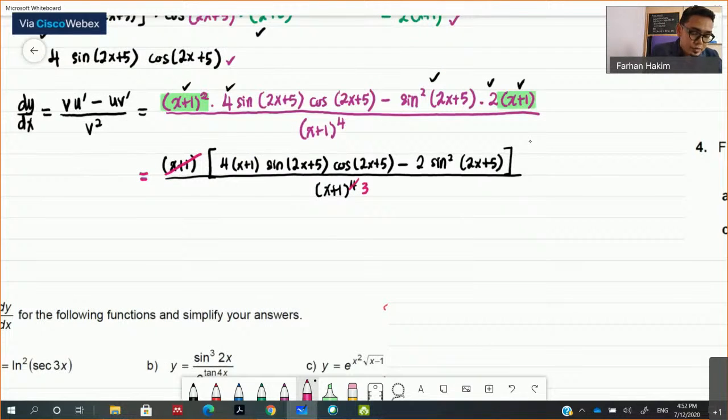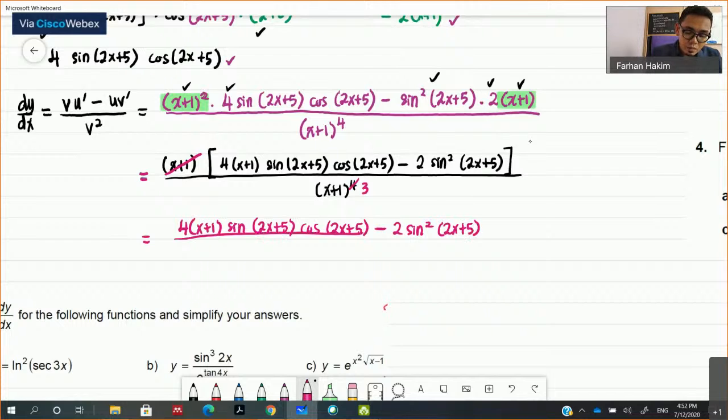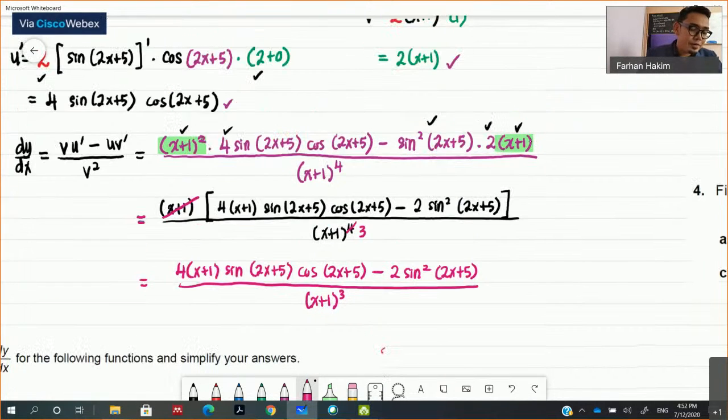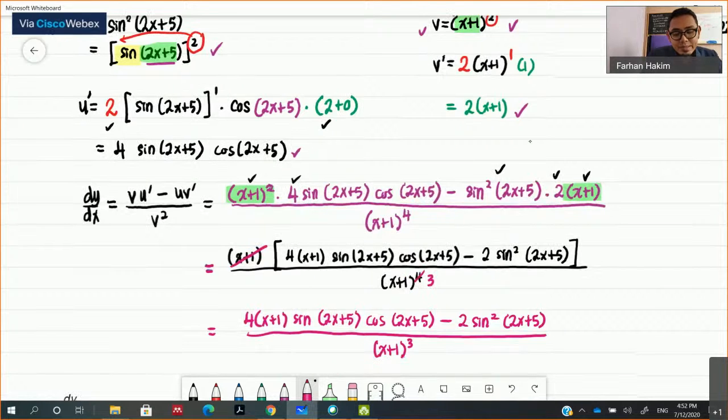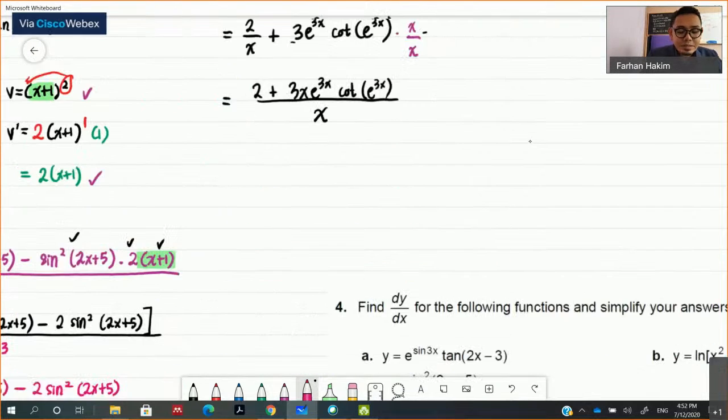So the final answer for this one should be 4x plus 1 sine of 2x plus 5 cos of 2x plus 5 minus 2 sine square of 2x plus 5. So the whole thing should be over x plus 1 to the power of 3. And we are done with the differentiation for question number 3, question C. All right. So that's it. It's quite long, all right? But you still can solve this, right?